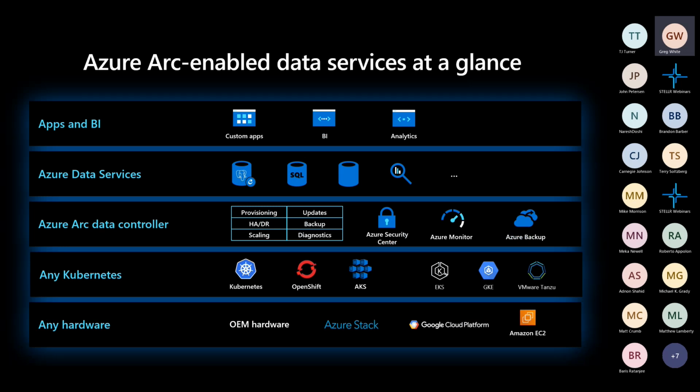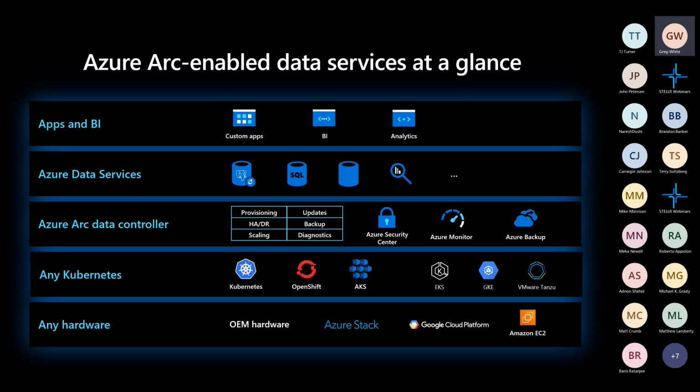So you have any piece of hardware, as long as it meets the OEM validated hardware configuration, and it can exist on just physical hardware, in this case of OEM. It could be through the Azure Stack product line that we'll be discussing, but it could also be on other public clouds like Google Cloud Platform or Amazon Web Services.